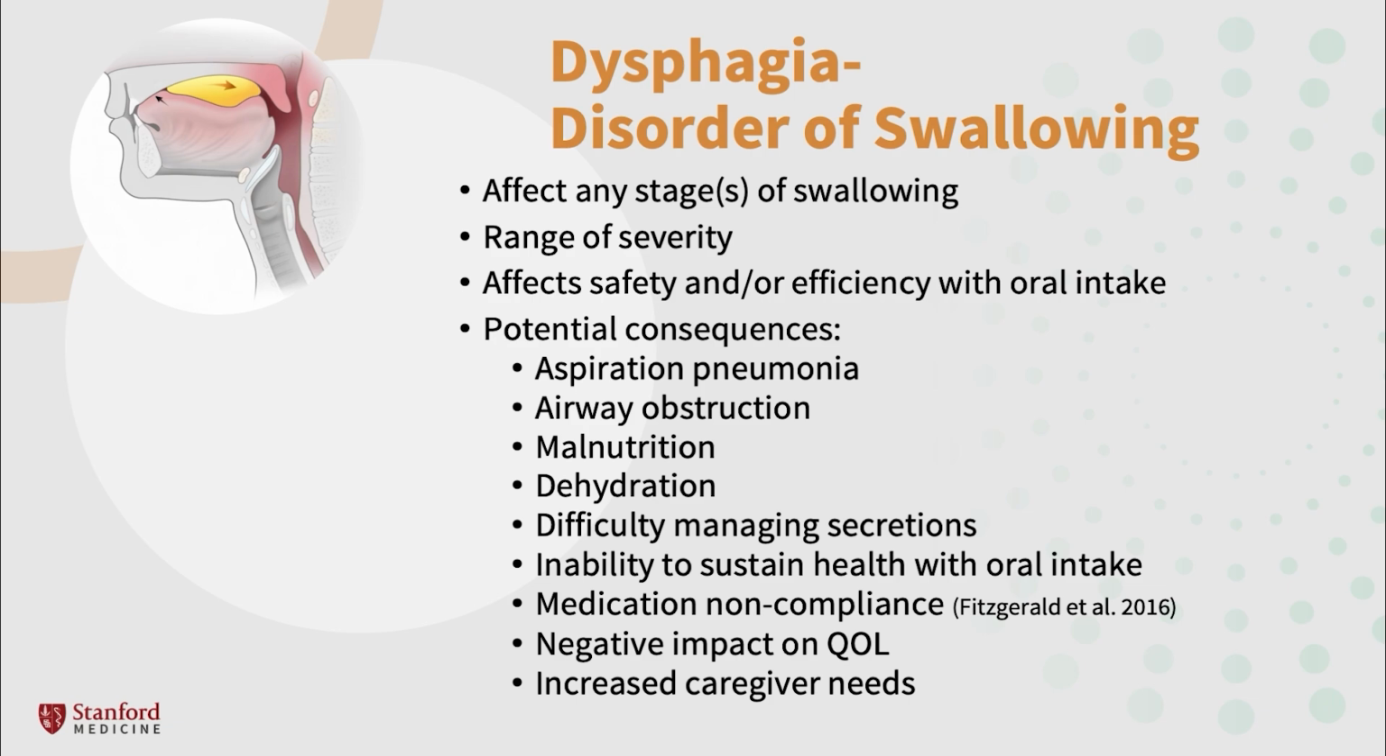I've listed just a sampling of the potential consequences here. One is aspiration, or having food, liquid, or secretions enter the airway and possibly cause pulmonary complications like an aspiration pneumonia. Airway obstruction, where you have complete blockage of the airway due to swallowing dysfunction. Malnutrition, dehydration, the inability to sustain your health and your life with oral intake alone, and difficulty managing secretions. There's also an indication that medication noncompliance can be due in part to difficulty swallowing pills.